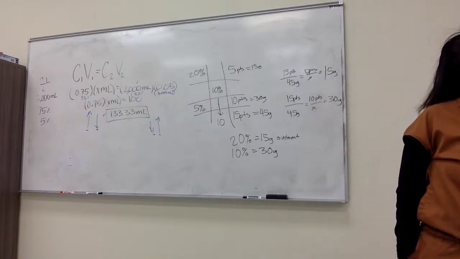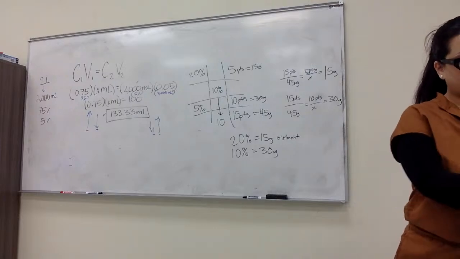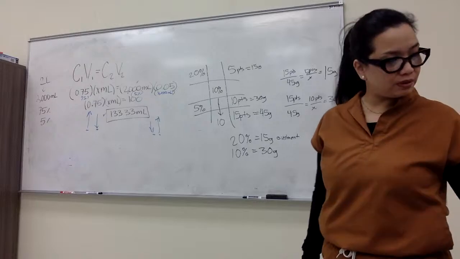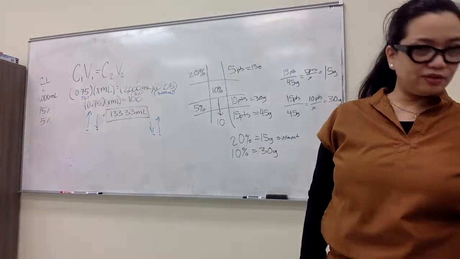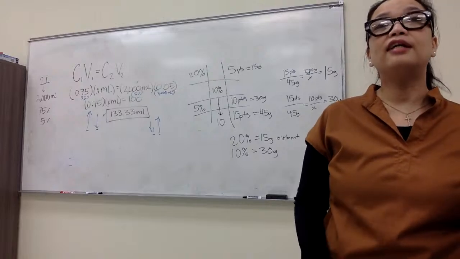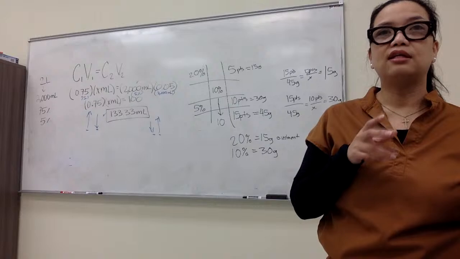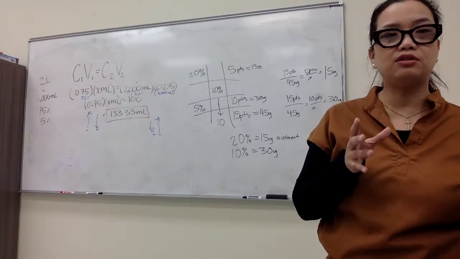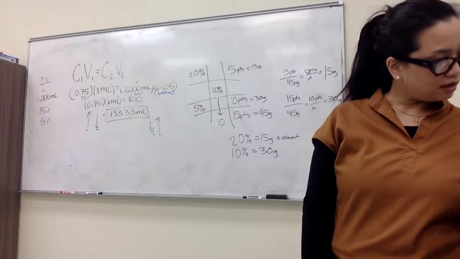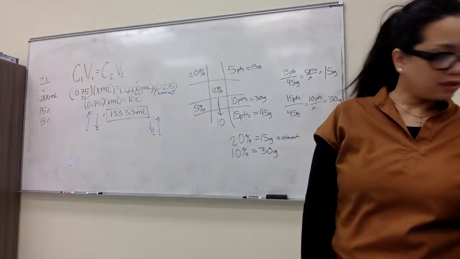Number 12 is what kind of problem? Concentration. 13 is what kind of problem? Concentration. 14 is what kind of problem? Concentration. Why do you have a lot of this? Because it shows up on the PTCE. It's not an alligation problem, but a concentration problem. 14. Concentration. 15. Concentration. 16. Concentration.